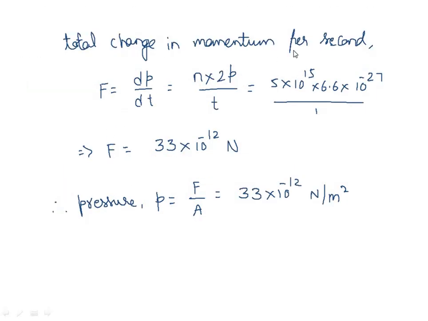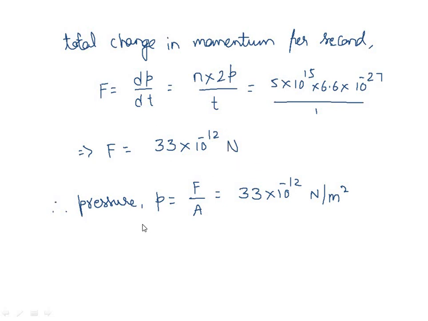Therefore the total change in momentum per second, the rate of change of momentum, is nothing but force. So F equal to dP by dt, so N into 2P by T. The change in momentum is for N number of photons, so the total is N into 2P by the change in time T. Per 1 second we are calculating, so it is 33 into 10 power minus 12 Newton.